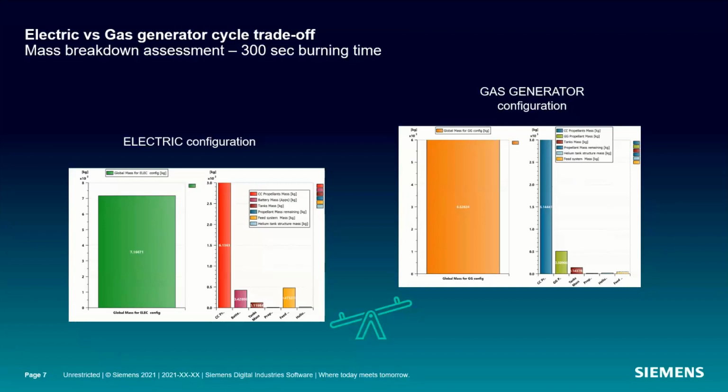So from the gas generator standpoint, we saw a global mass and the discretization of the propellant mass between the two. But as you see, the electrical configuration shows an increase in mass due to the battery pack, the motor, and the inverter itself, versus the gas generator. So we're looking at 7.16 times 10 to the 3 kilograms versus 6.82 kilograms. But that's the first assessment, or way you want to analyze the trade-off.